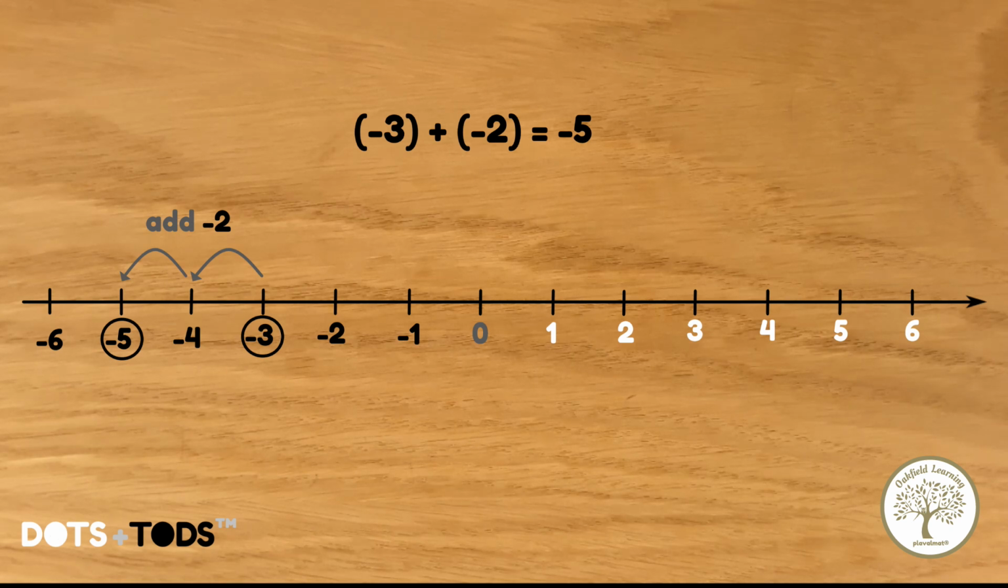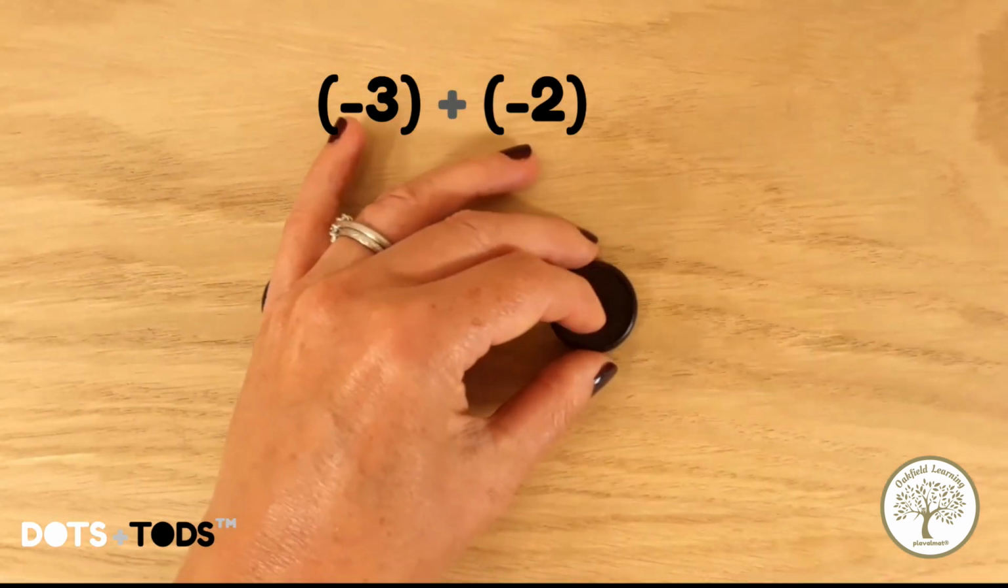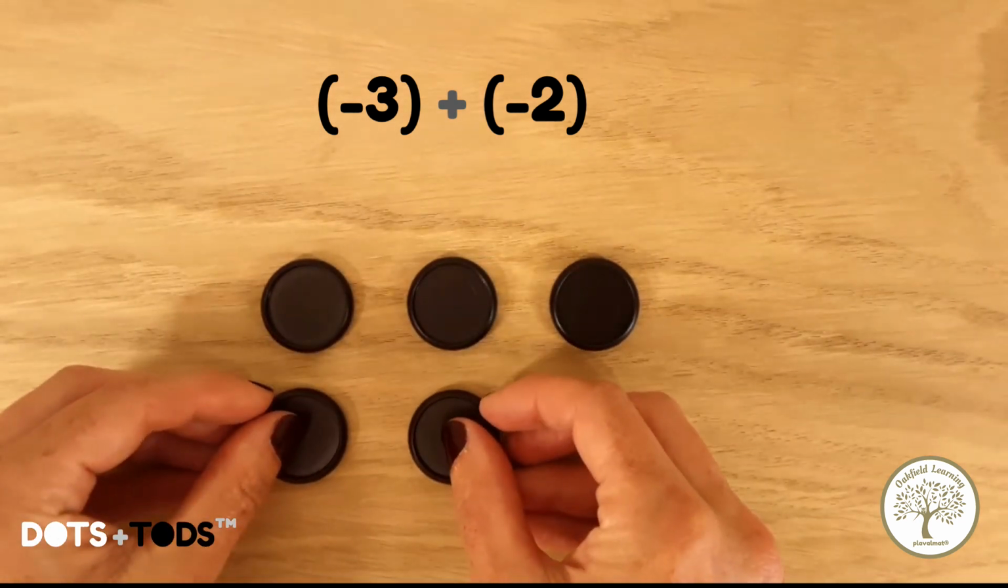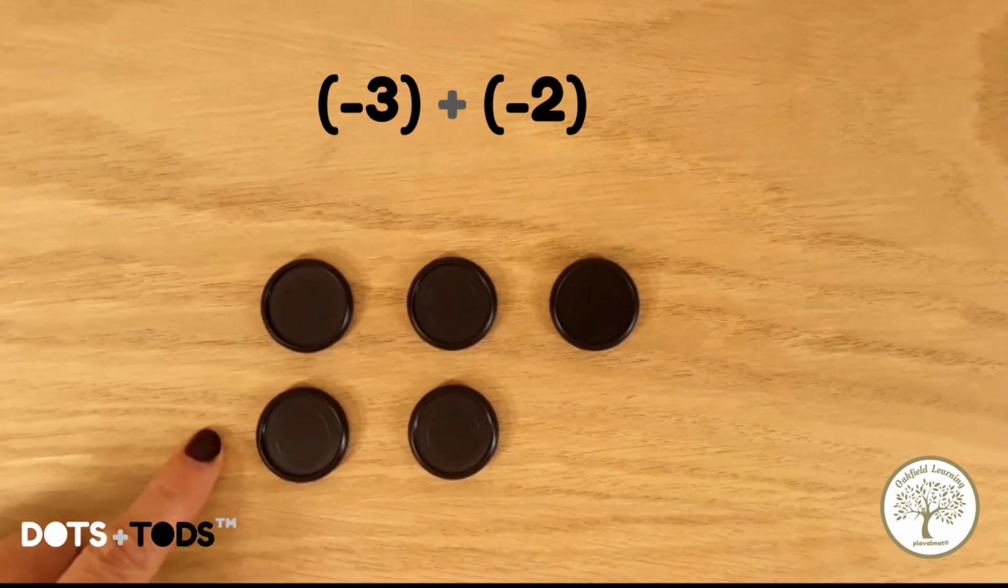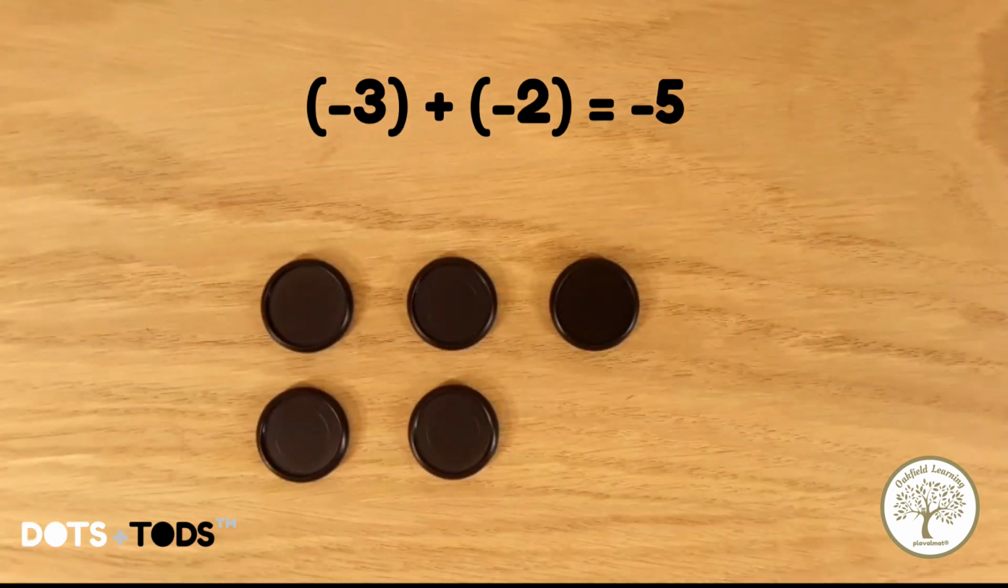So here's our next question. -3 add -2. As we have 2 negative numbers that we're adding together, we'll only be using our black Tod counters. -3 add -2. Altogether, we have 5 black Tod counters representing a value of -5. So -3 add -2 is equal to -5.